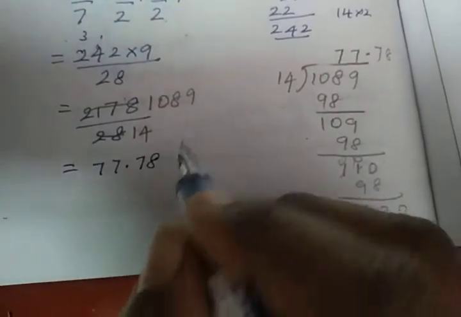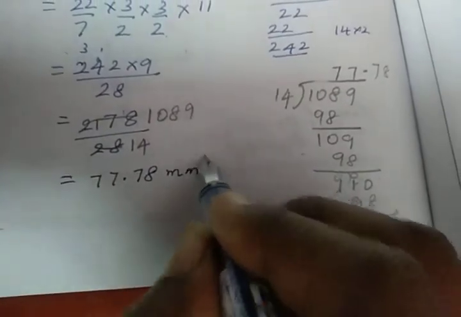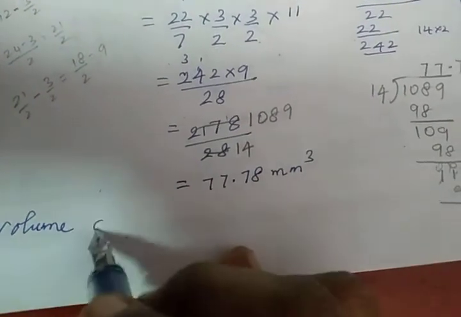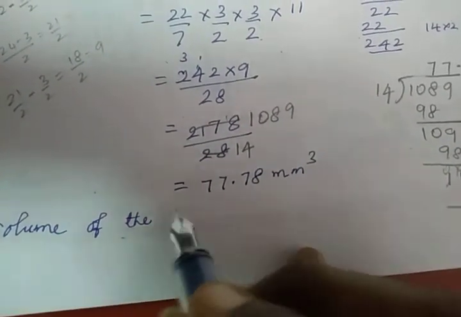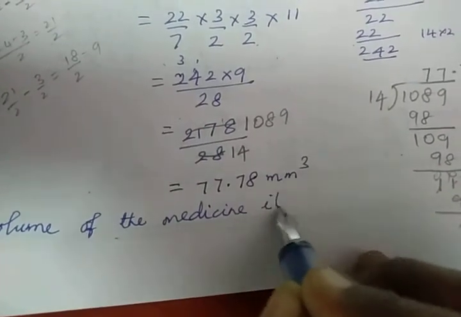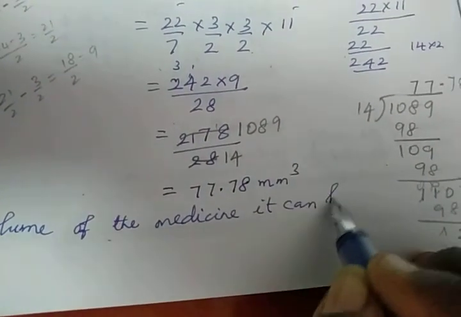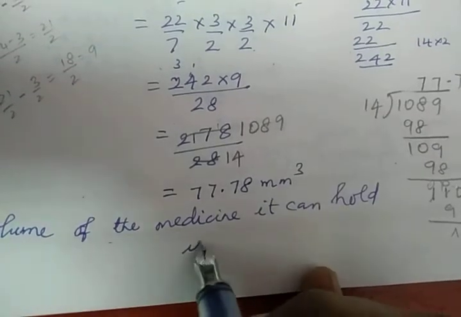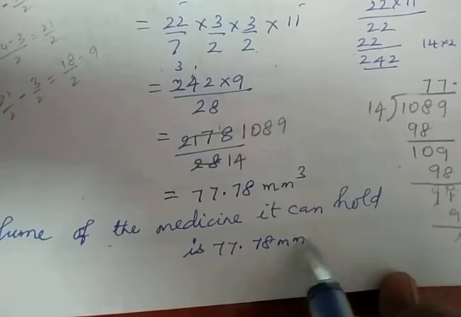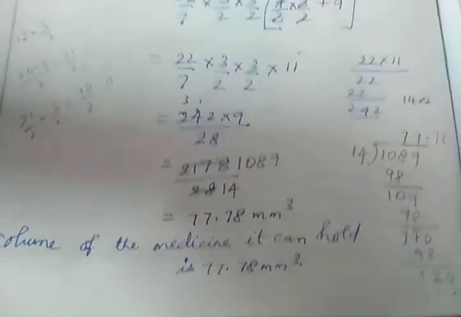77.78 millimeter cube. Volume of the medicine it can hold is 77.78 millimeter cube. So that's all about sum number 5.